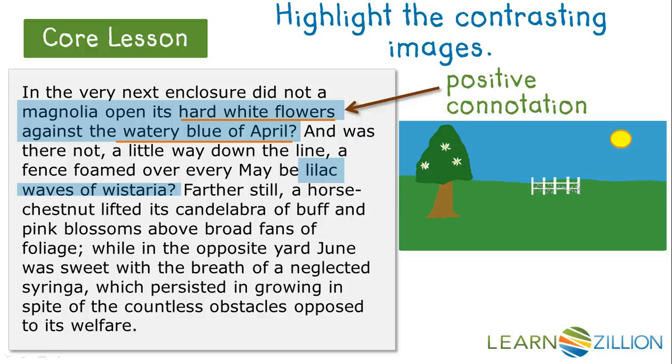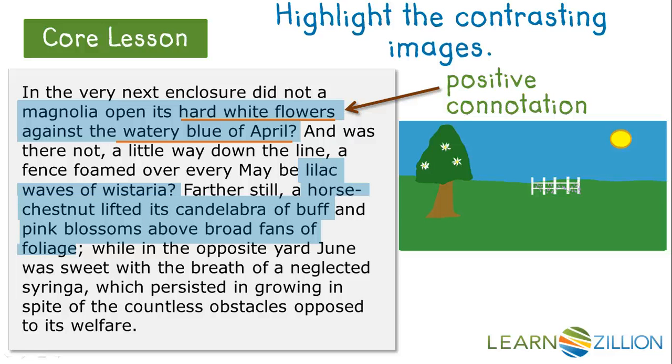Farther still, a horse chestnut lifted its candelabra of buff and pink blossoms above the broad fans of foliage, while in the opposite yard June was sweet with the breath of neglected syringa which persisted in growing in spite of the countless obstacles opposed to its welfare.